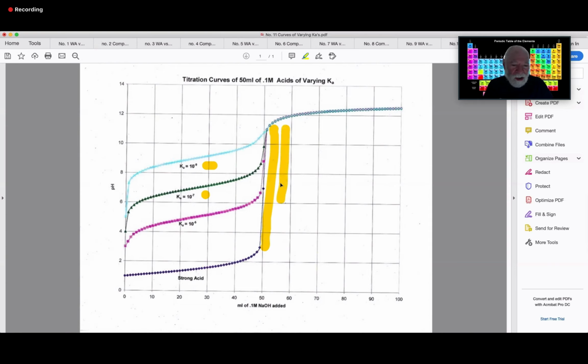Notice the break on a 10 to the -7, it gets even smaller. And notice for a 10 to the -9, it's really hard to detect it. Now, phenolphthalein is the indicator of choice. Remember, phenolphthalein changes at a pH of 9. So notice it'll work for the Ka of the strong acid, Ka of 10 to the -5, 10 to the -7. Notice for 10 to the -9, it doesn't work very well because up here, the change is very small and hard to detect.